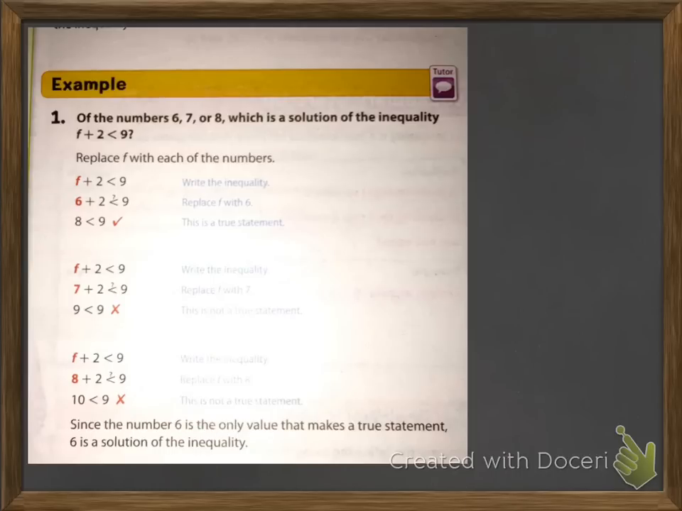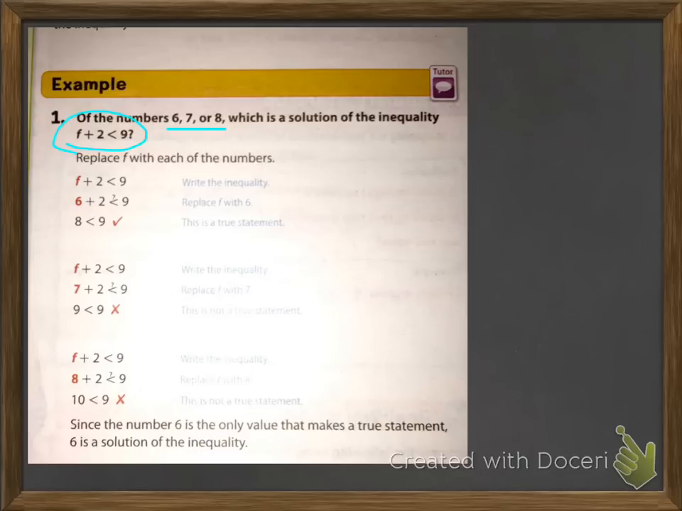Looking at example 1, here's where we're getting started with our work. On this one, it's asking you, of the numbers 6, 7, or 8, which is a solution of the inequality. I'm telling you this is going to be tedious at first, but there is a reason why we do things the way we do them. So the expression that you have is f plus 2 is less than 9.